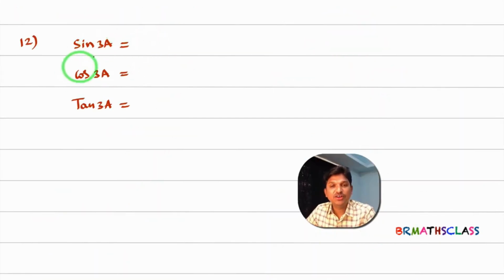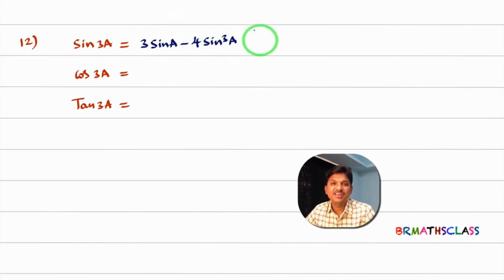Sin 3a. What is the formula of sin 3a? Sin 3a formula is 3 sin a minus 4 sin cube a. First point, you consider that in the sin 3a formula, all sin terms will be there. First, it starts with 3. Next, 4. So the sin 3a formula is 3 sin a minus 4 sin cube a.